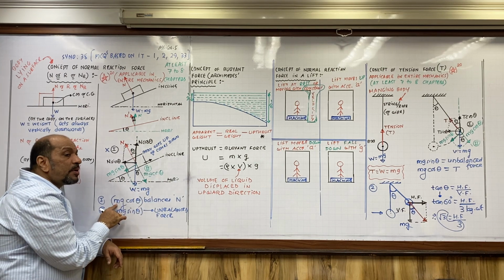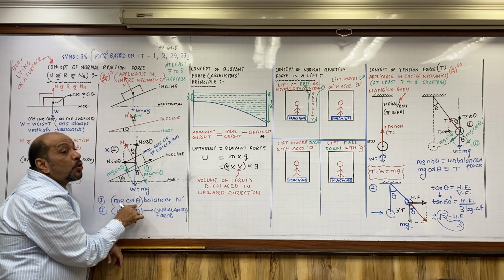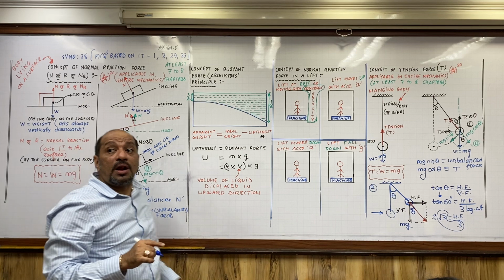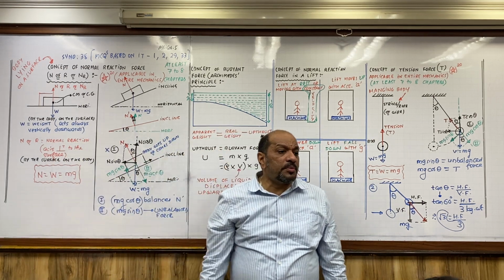ये कितना था फर्स्ट प्रॉब्लम में? 10. ये था 9.8, तो 98 हो गया, और ये हो जाएगा √3/2. तो 98/2 is 49. 49√3 will be your answer. 49√3. So I want you to make a little addition in problem number 1.